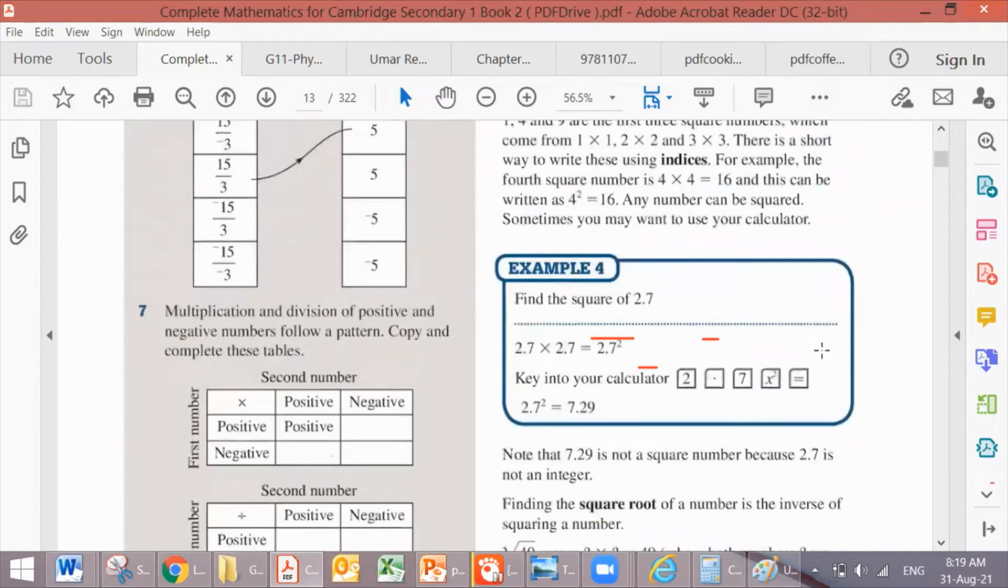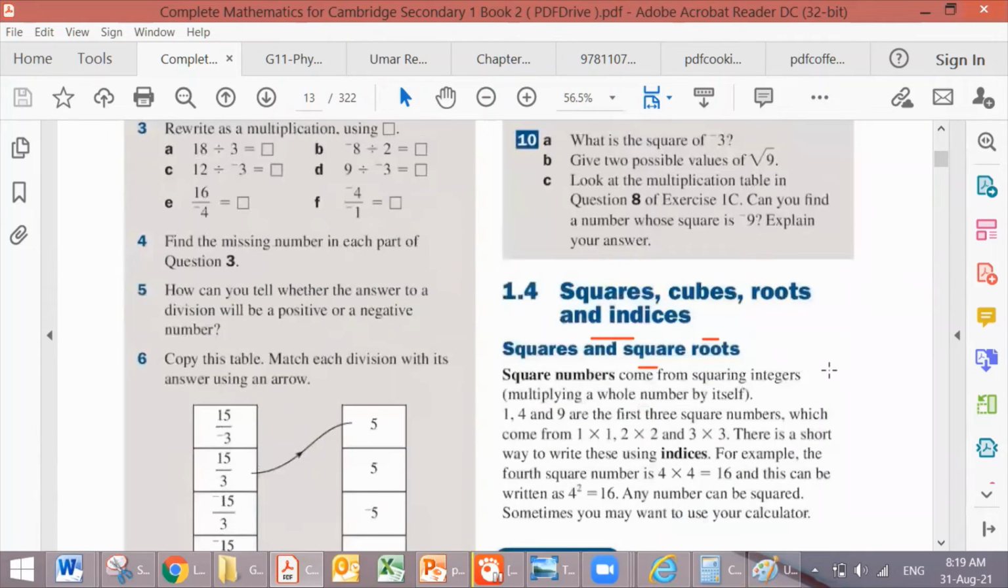This is page number 13 from your book. Okay, you can see it. If you have your book, you can see it.